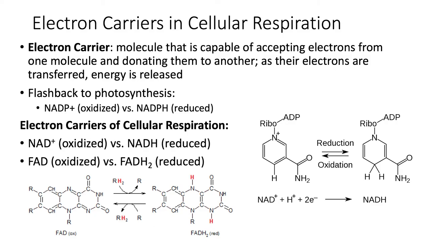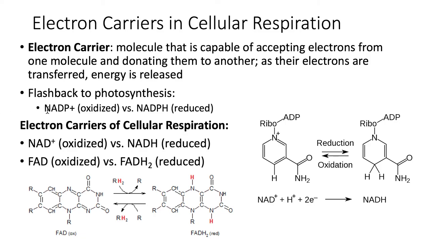You've already seen electron carriers back when we discussed photosynthesis. During the light-dependent reactions, remember, we went from NADP+ to NADPH. NADPH was the reduced version, and it was used to run the dark reactions, the Calvin-Benson cycle. So that was photosynthesis. You have different electron carriers for cellular respiration.